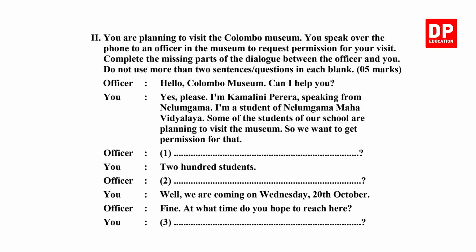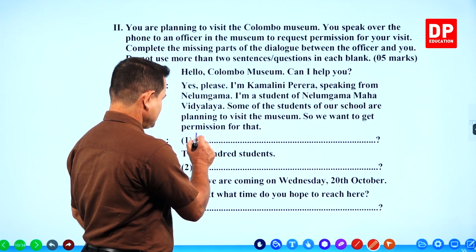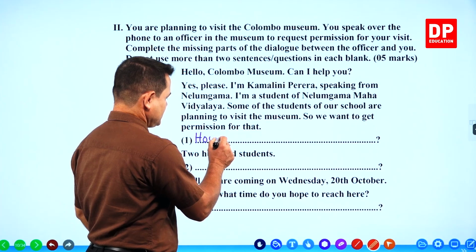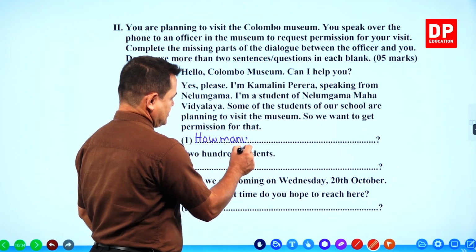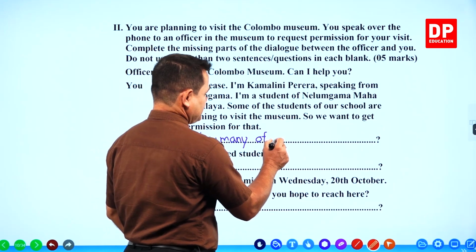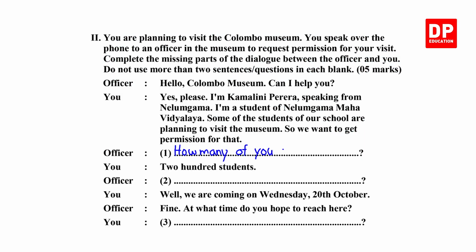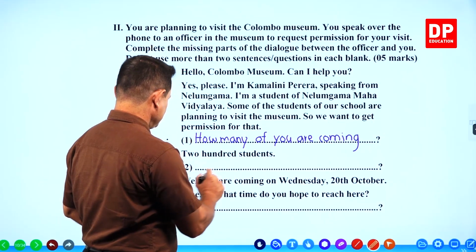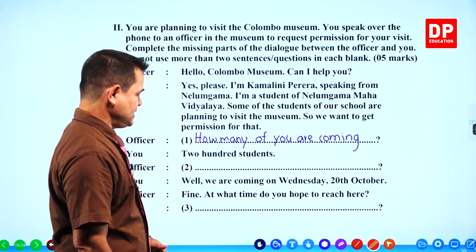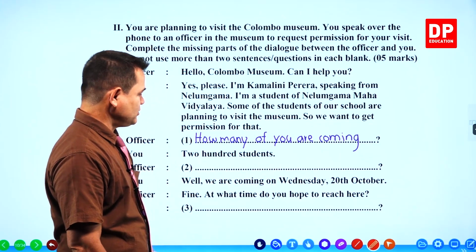Now let's see. Now the answer is 200 students. So how do you ask how many are coming? How many of you are coming? 200 students. Well, we are coming on Wednesday, 20th October.